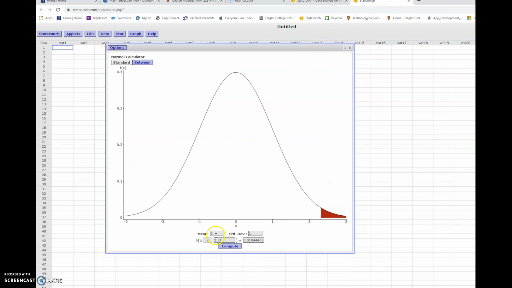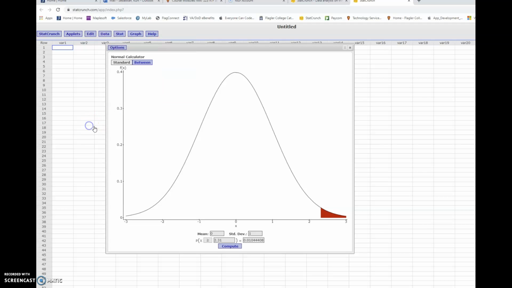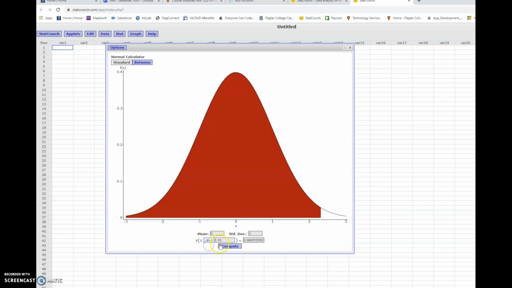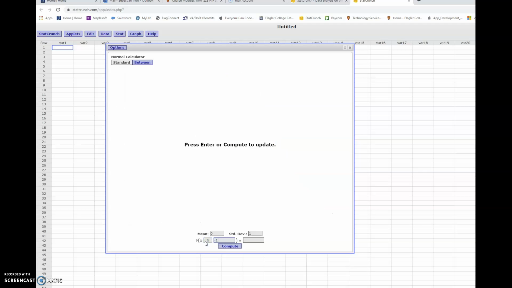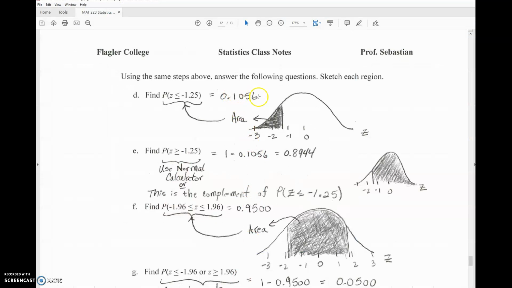Normal calculator's right here. I already have the mean of 0 and standard deviation of 1. Remember, how do I get the normal calculator? I go to stat, calculators, and then normal down here. But we already have it up. So I'm just going to put the mean of 0, standard deviation of 1, leave it there. I want less than, so I change the sign to negative 1.25. And that area will pop out, and I'll get, to 4 decimals, 0.1056, which is what I wrote back in your notes. Exactly right here.